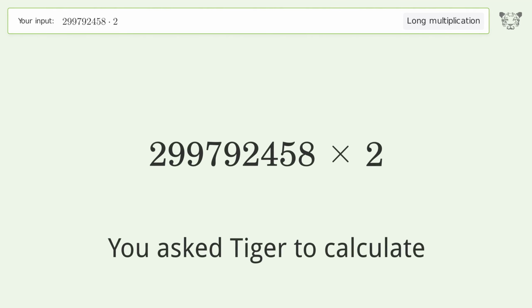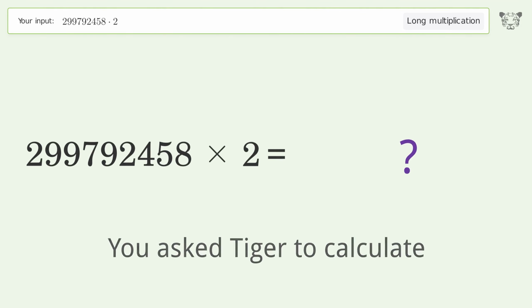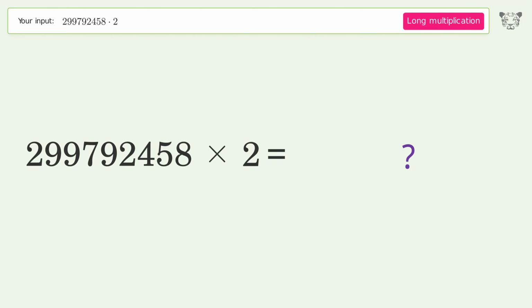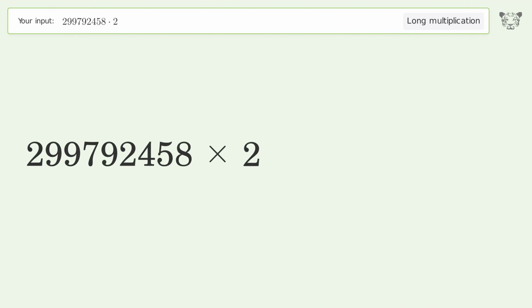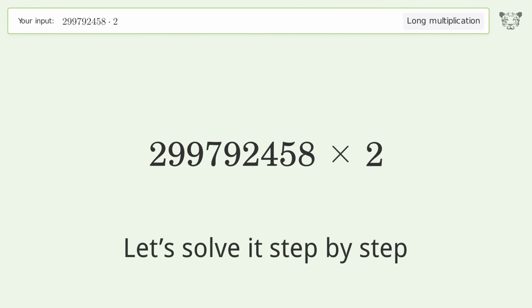You ask Tiger to calculate. This deals with long multiplication. The final result is 599,584,916. Let's solve it step by step.